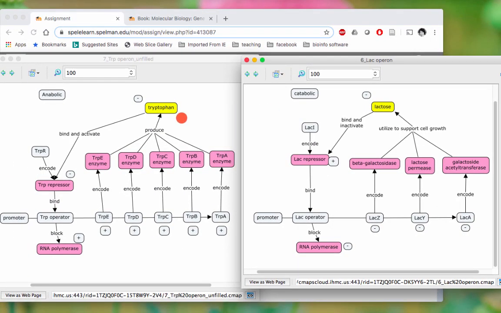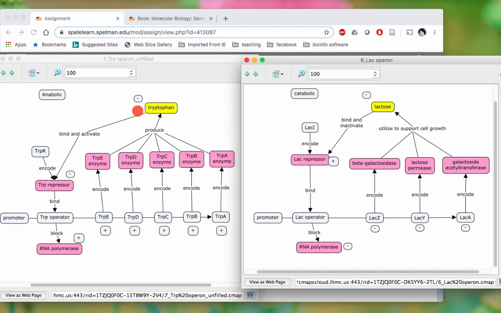Now we're going to put the trp operon and the lac operon side by side. And you can see that there are features that are very similar to each other. The operon is made of promoter, operator, followed by a number of coding genes. The operator is bound by the repressor, and the binding of the repressor to the operator prevents RNA polymerase from transcribing the coding genes. However, the logic is slightly different. Here, tryptophan activates the repressor, while over here lactose inactivates the repressor.